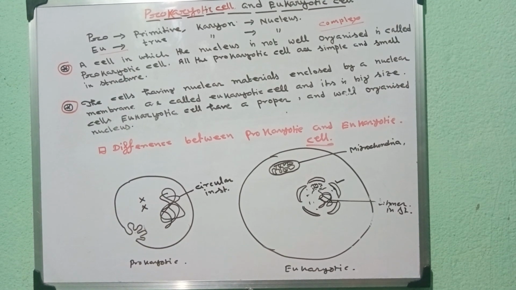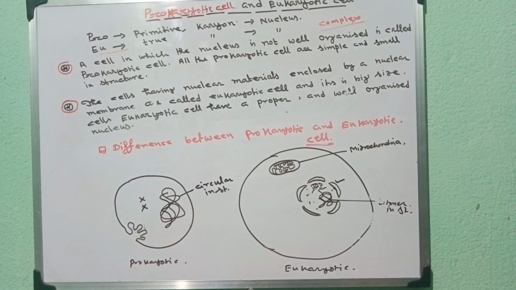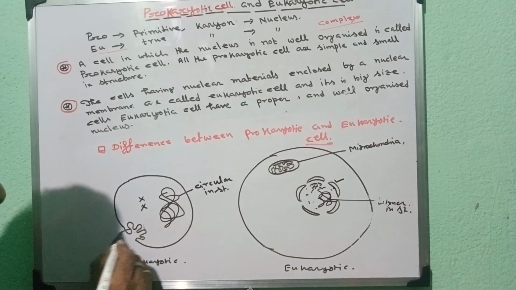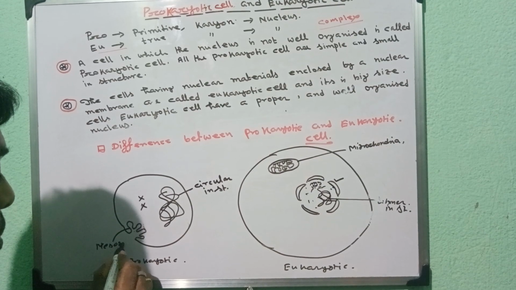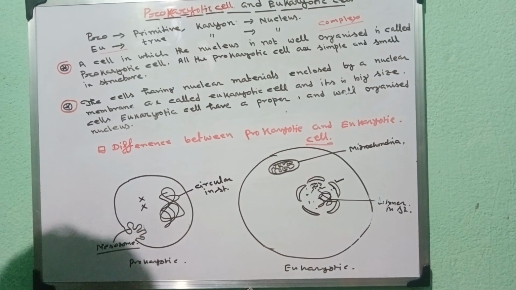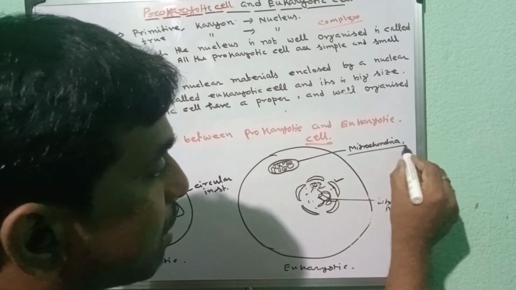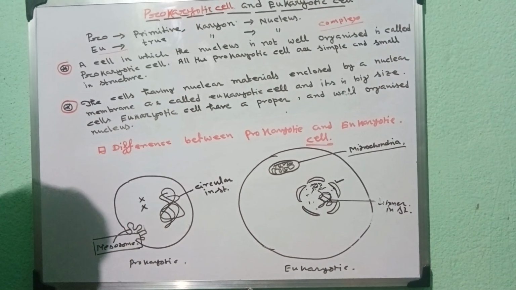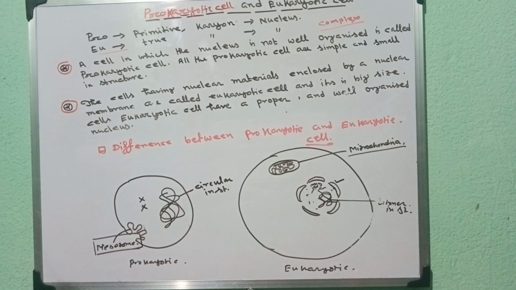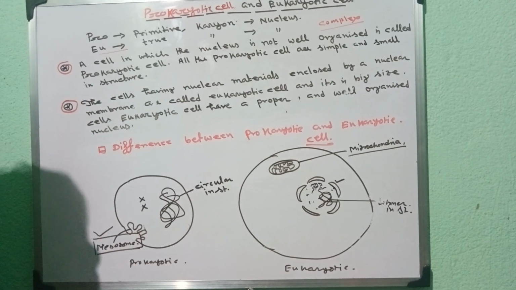It is called the mesosome. Here, mitochondria are already present, but in the prokaryotic cell, the mesosome has functions that look like mitochondrial function.